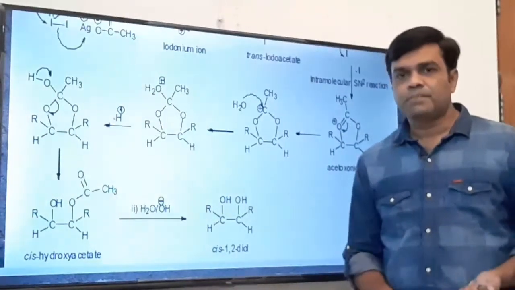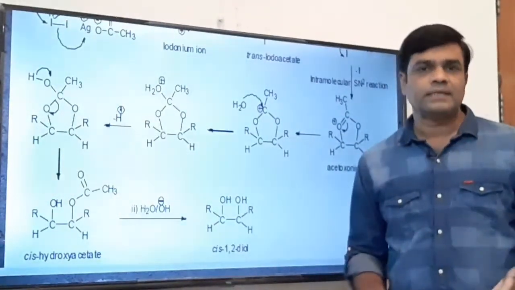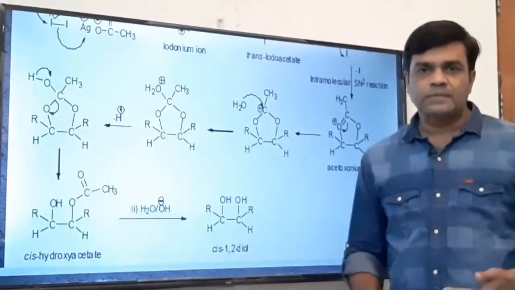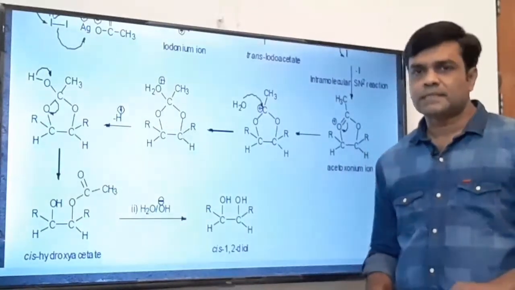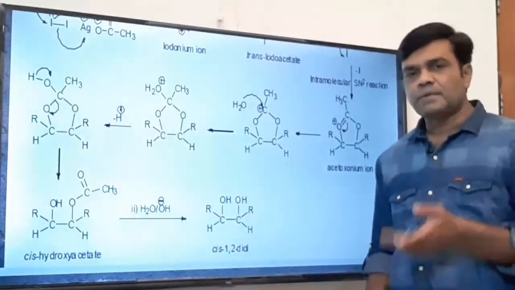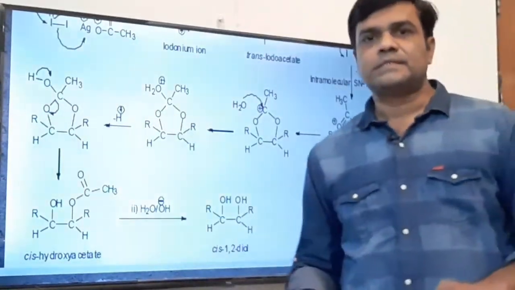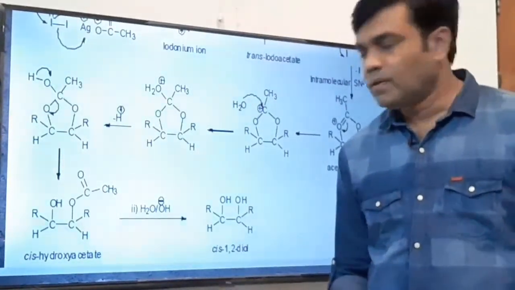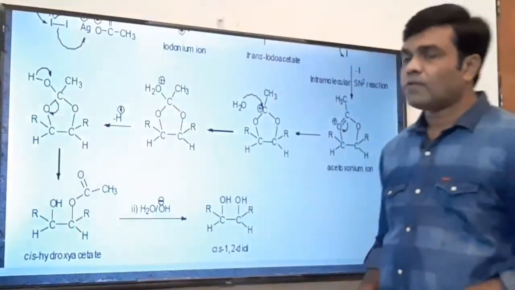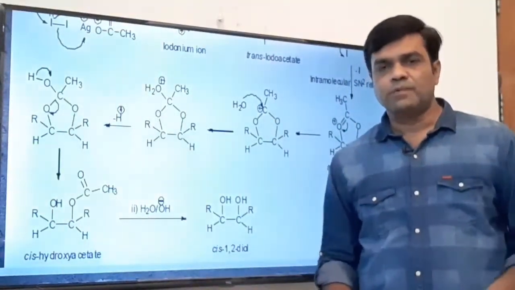The difference between the Prevost and Woodward reagents is that in Woodward there is a water molecule, while the Prevost reaction is in dry condition. In Prevost we get the trans product, and in Woodward we get the cis product. This is all for these diol forming reagents, that is Woodward and Prevost.